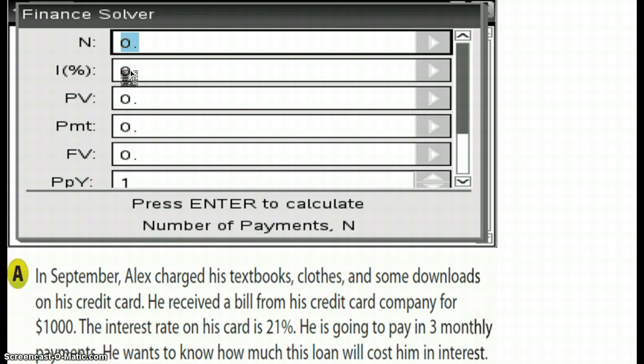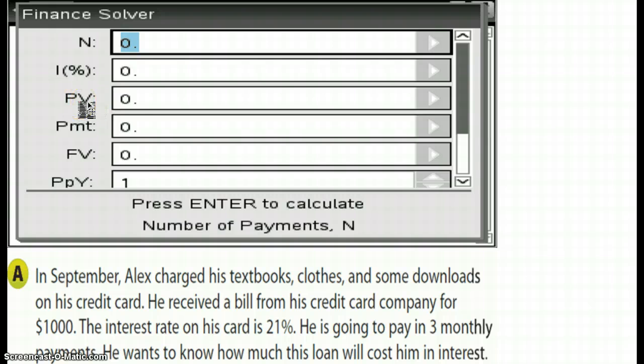Interest rate, it says I%. It said 21%, so you don't put 0.21 in here. You just put 21, because the calculator is going to turn that into 0.21 once you enter it.